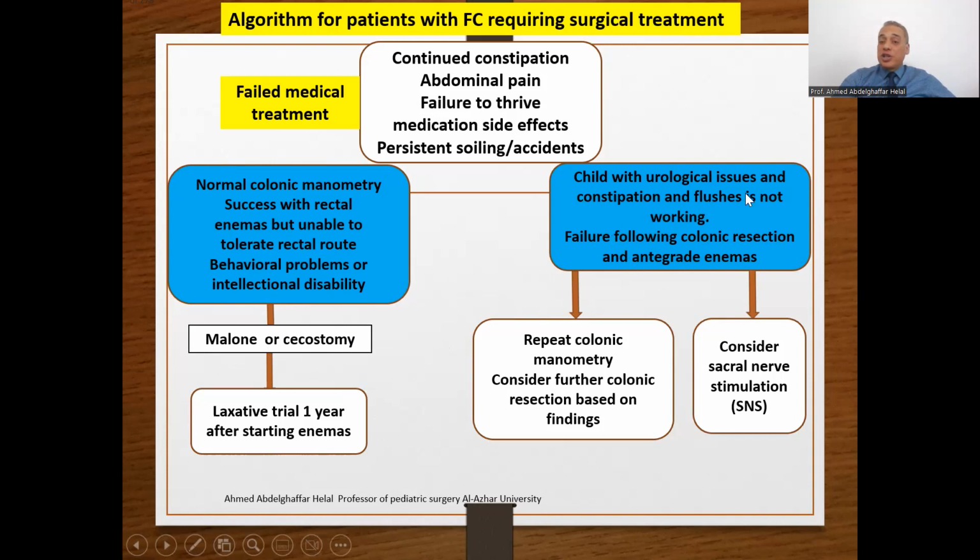A child with urological issues and constipation, both, and the flushes are not working, failure following colonic resections and antegrade enemas: repeat the colonic manometry and consider further colonic resection based on the findings. In some cases, we may perform subtotal colectomy and anastomosis, or maybe total colectomy like treatment of constipation in adults. Consider the sacral nerve stimulations, which is very important. This is the second algorithm.